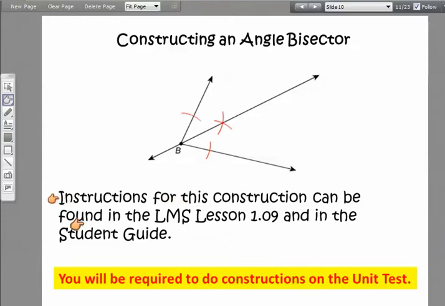Instructions for this construction can be found in the LMS Lesson 109 and in the student guide. I think I also have some video links that you can watch to see how to do angle bisectors, and if all else fails, you can do a search on YouTube. You might find something neat on your own. And I highlighted in yellow down here, you will be required to do constructions on the unit test. So be practicing them.